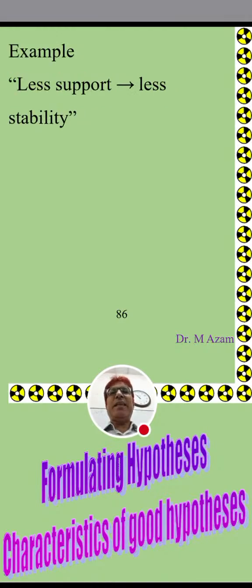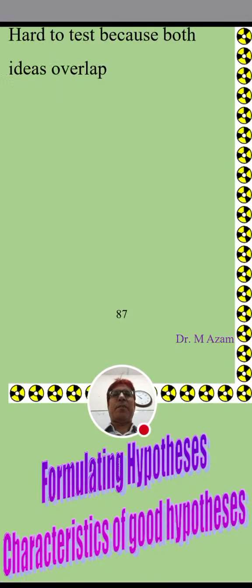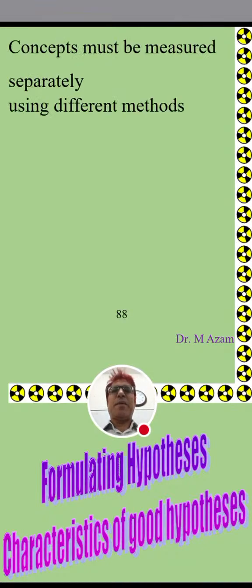Example, if there is less support, then there is less stability. If there is less support to a political system, then the system is less stable. So both sides mean the same thing. Less support, less stability, there is not much difference. It is hard to test because both ideas overlap.